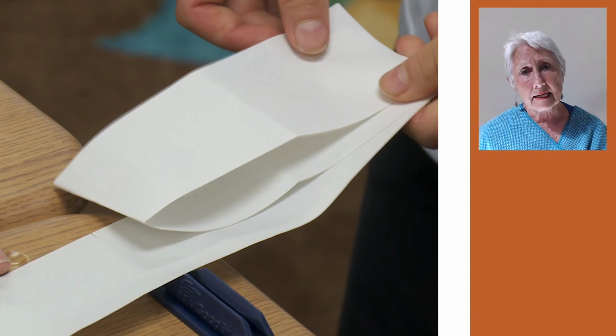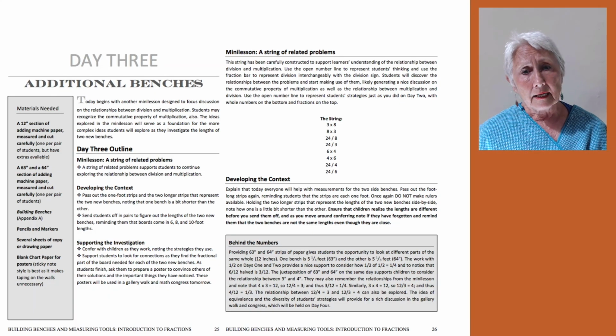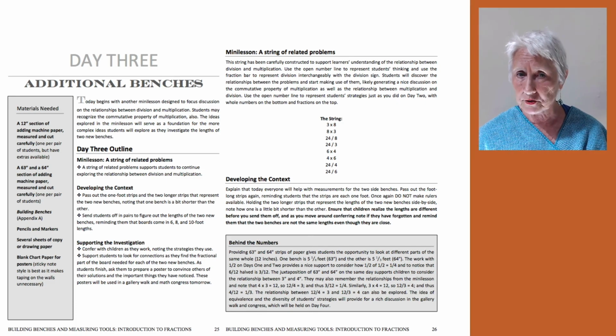Then there's a congress held on day 2. On day 3, the children are given strips for 2 more benches, the bench that will go on the left and the bench that will go on the right.